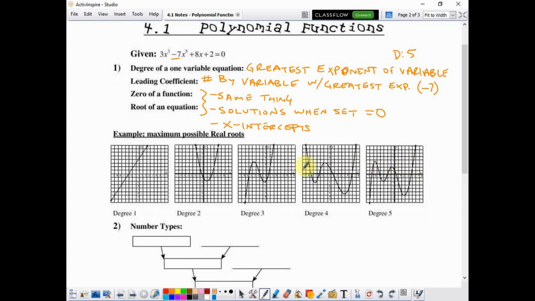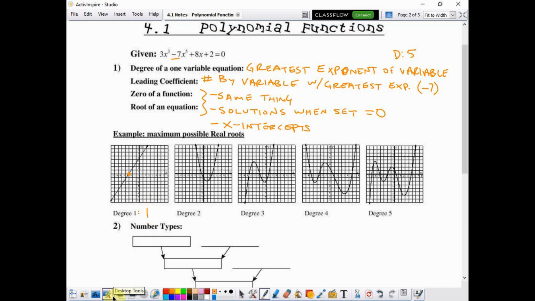So here are some graphs. And we're going to talk about the maximum number of possible real roots. This right here is an example of a degree of 1. Y equals mx plus b, just x to the 1st power. And notice that it crosses the x-axis one time. The maximum number of real roots in this case is 1.